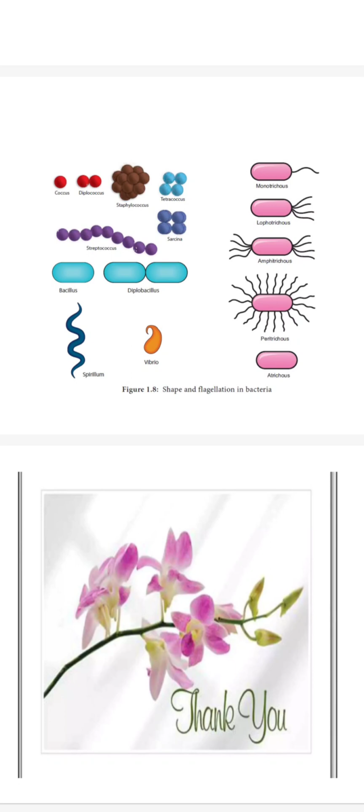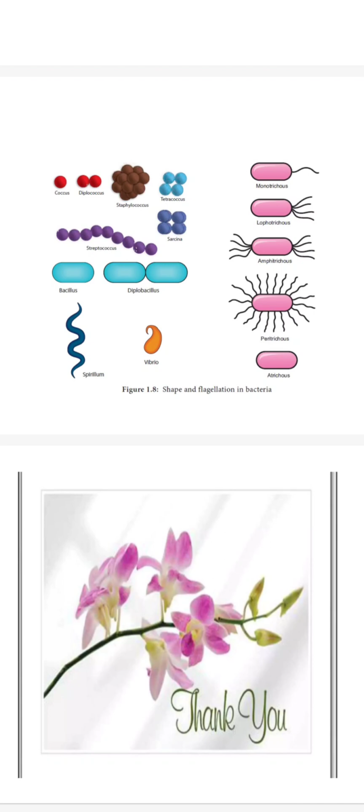Again, on the right side you can see the monotrichous, lophotrichous, amphitrichous bacterial cells, based on the number of flagella. If only one flagellum is present, that is called monotrichous. If more than one, that is called lophotrichous. If flagella, the hair-like structures, are present on both sides, that is called amphitrichous. If they are present on the peripheral side of the bacterial cell, that is called peritrichous, and if without flagella, then it is called atrichous.